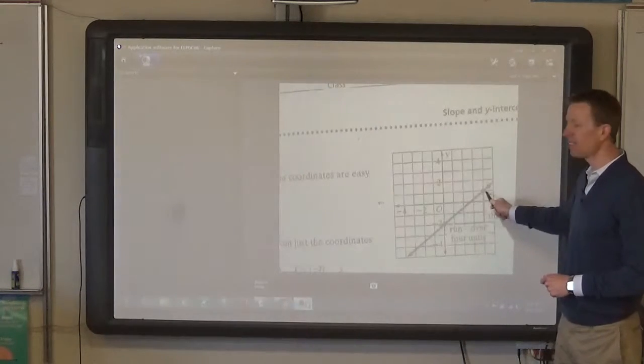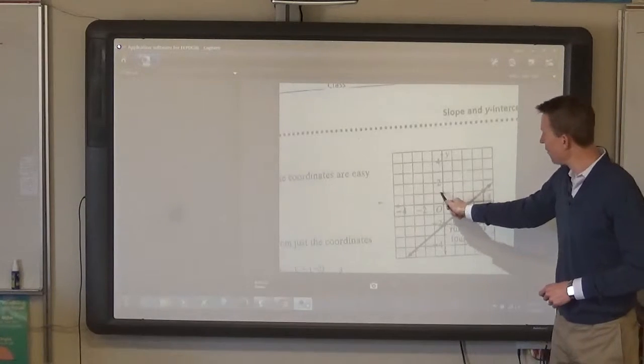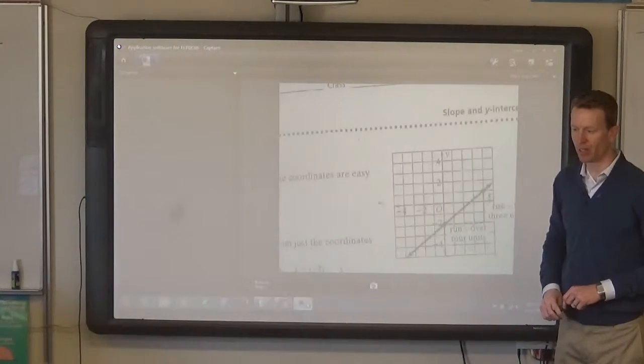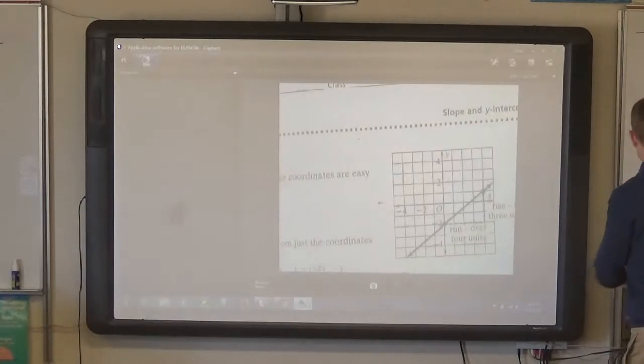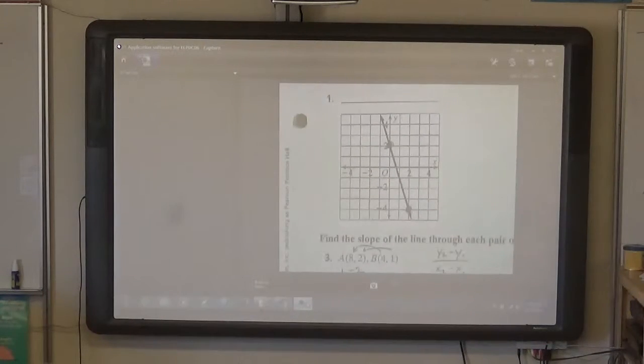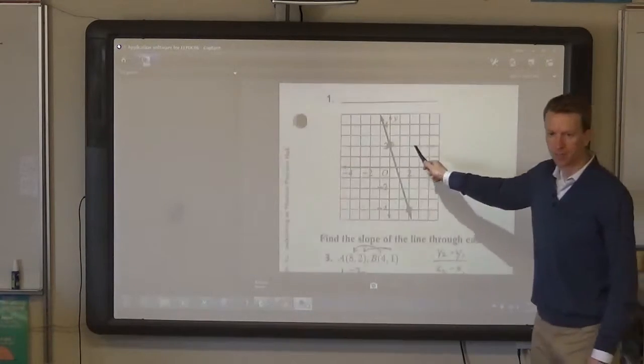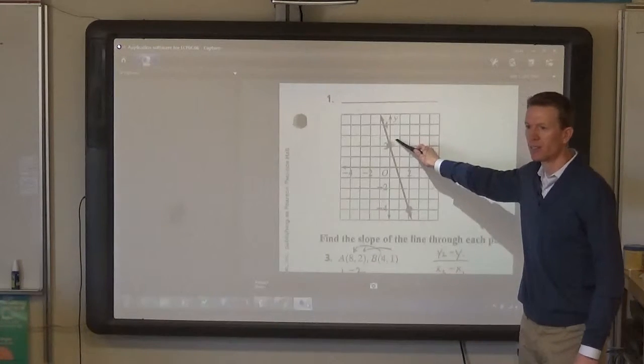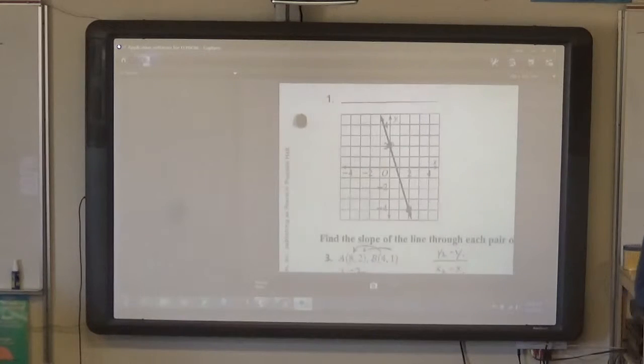If you're counting to the right, it's a positive number. And if you're counting to the left, it's a negative number. Okay? Let's do number 1 together. Look at number 1. Find number 1 on your sheet. There's 2 points that are marked. Now, sometimes the points are marked and sometimes you'll have to find where it crosses a point.